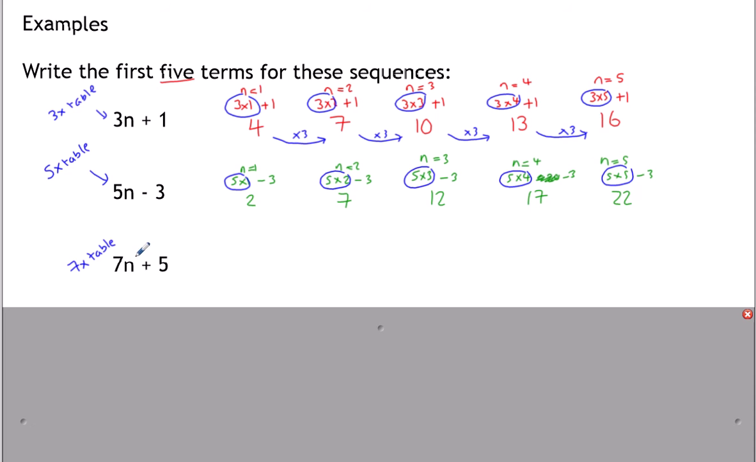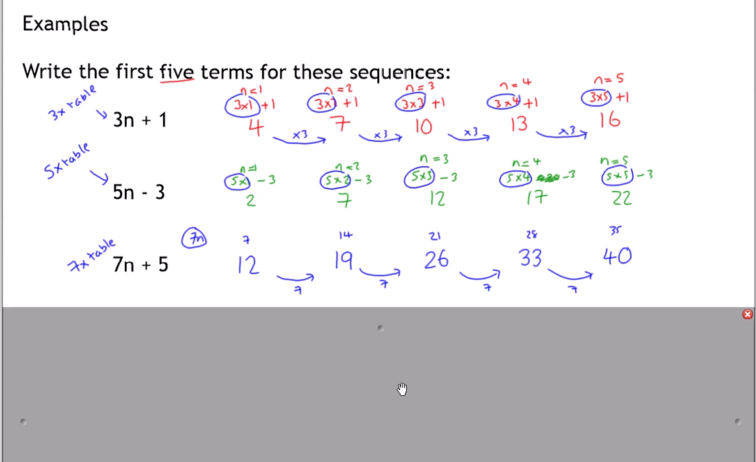So this time I'm going to do it a little bit different. I'm going to write down the 7 times table. 7, 14, 21, 28, 35. Okay, so 7n is the 7 times table, and then underneath I'm going to add on 5. So 7 add 5 makes 12, 14 add 5 is 19, 21 add 5 is 26, 28 add 5 is 33, and 35 add 5 is 40. It goes up in 7s because it's like the 7 times table, but we added on 5 as well.